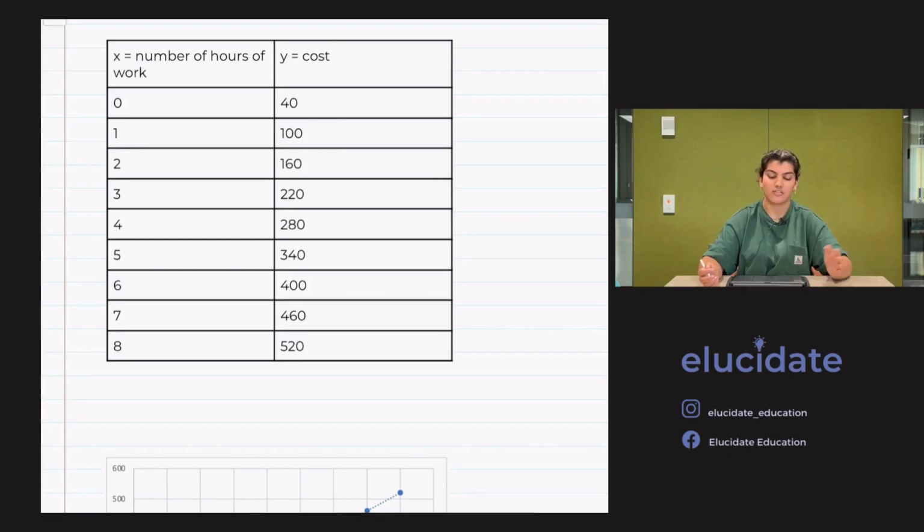So that's his call out fee. If he works for 1 hour, it costs you $100. That means that his hourly rate on top of his call out fee is $60. If you go through the rest of the table, you can see how for each hour that he works, the cost that you have to pay him increases linearly as well.